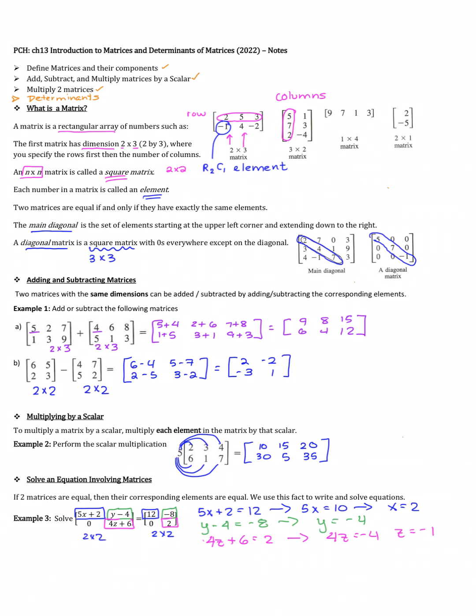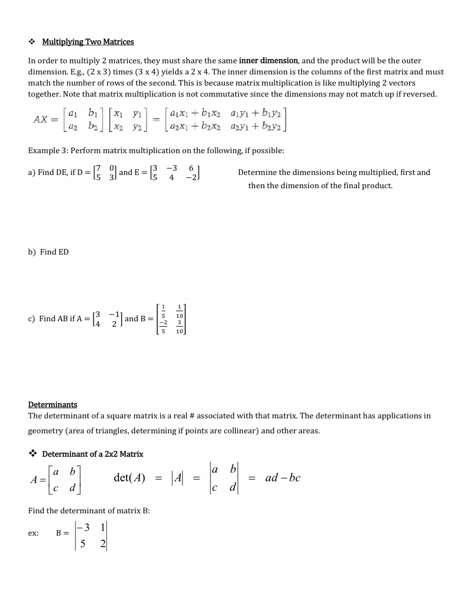Basically, if I had a system of equations, each row would represent, say, the coefficients in that system. But you can see adding, subtracting, multiplying, not too bad. Multiplying two matrices is actually a little more involved. It's not quite as easy as adding and subtracting.